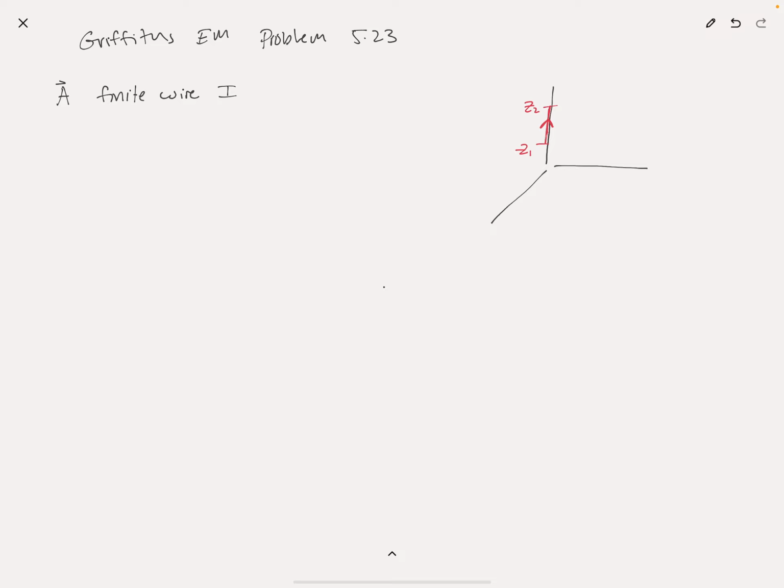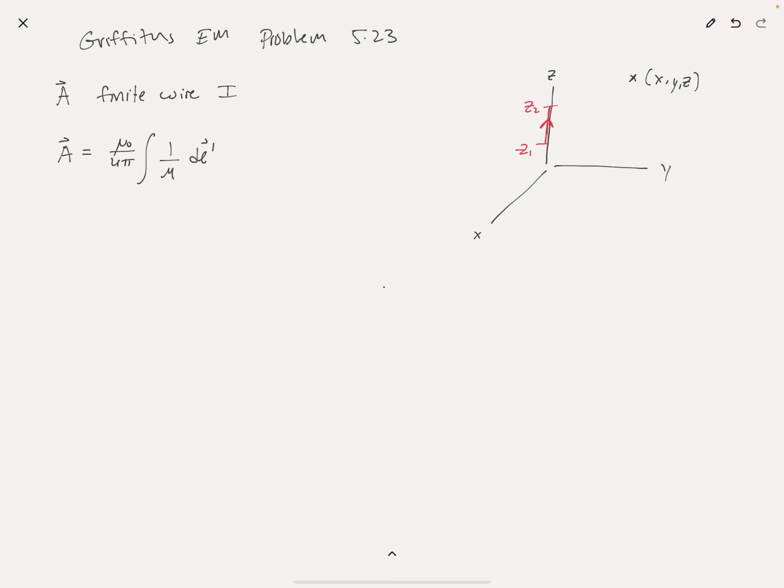Okay, and it says to use equation 5.66, which tells us to calculate the magnetic vector potential by integrating over the current path, 1 over script r dl prime. So this is the z-axis, this is the x-axis, and this is the y-axis. And I want to do this integral and find the magnetic vector potential at some random point in space, which will have coordinates x, y, z.